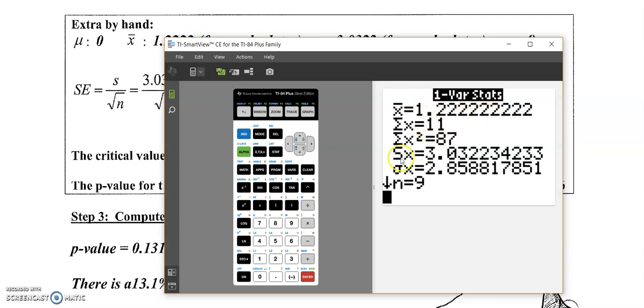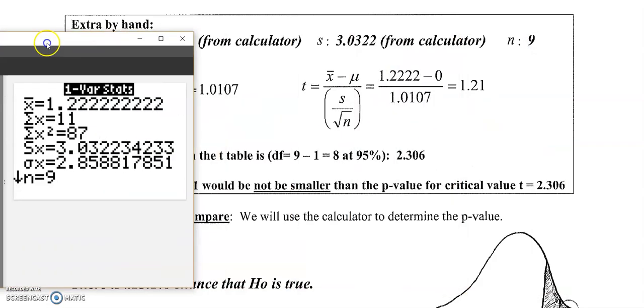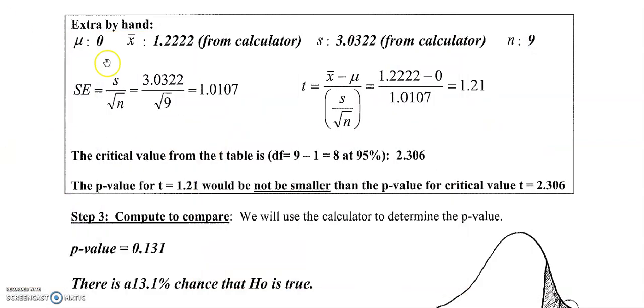And our standard deviation is 3.0322. So we're going to pull from that our x bar is 1.2222, our standard deviation is 3.0322, and n is 9. So again, it's a t-test, so we find our SE: we take our sample standard deviation divided by the square root of n, so 3.0322 divided by the square root of 9 gives us 1.0107.